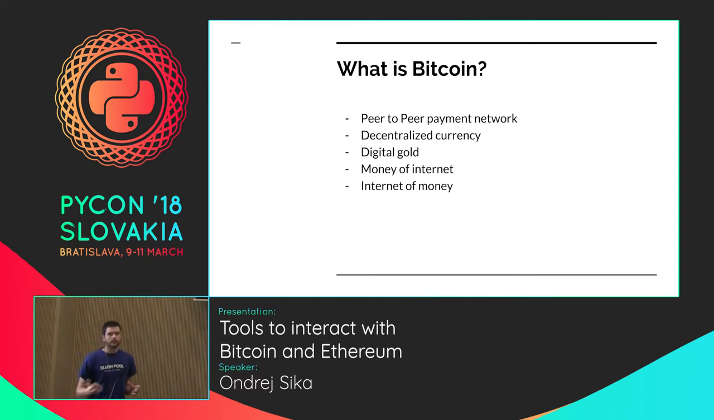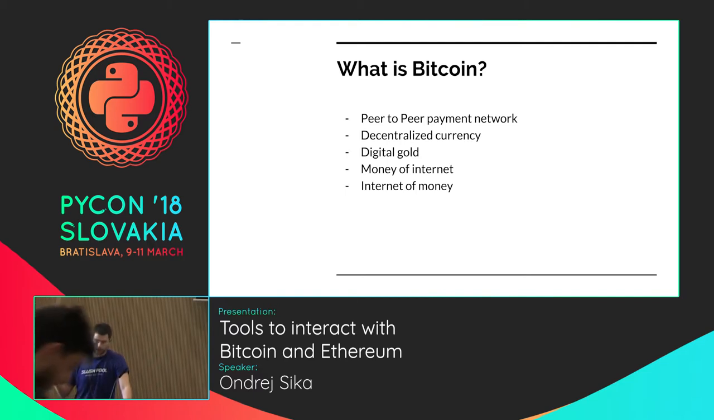It's decentralized. There is no single point of failure. If one node dies, if one miner stops mining, there is no problem for the Bitcoin ecosystem or the cryptocurrency, and there is no central authority who decides your transaction is good or your transaction is bad. It's just a free system working on a free market.